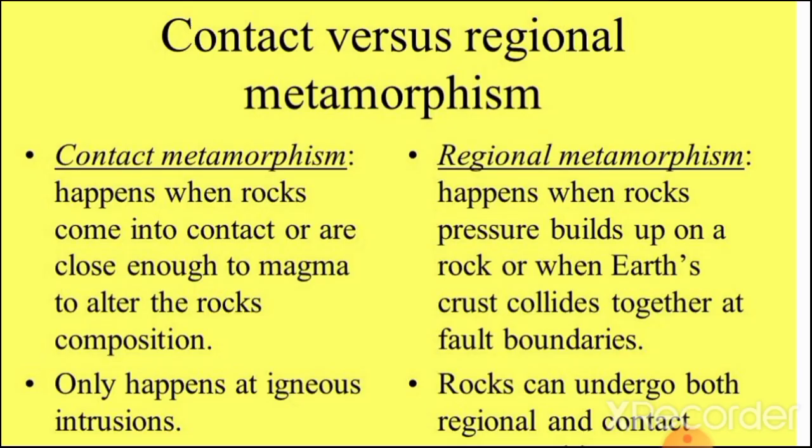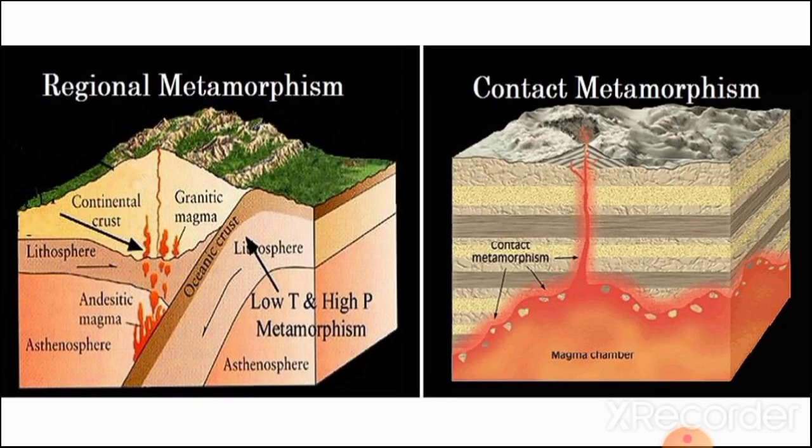Rocks can change in two ways, either by contact metamorphism or regional metamorphism. Contact is when the rock is in contact with magma, while regional metamorphism is when other rocks collide or due to pressure. So rocks can change either by regional metamorphism or contact metamorphism.